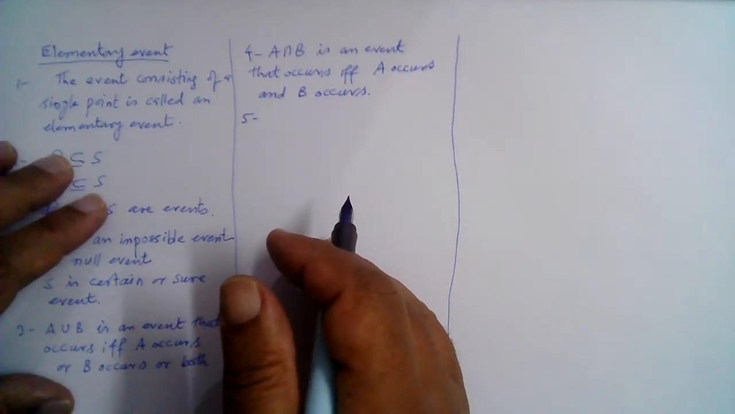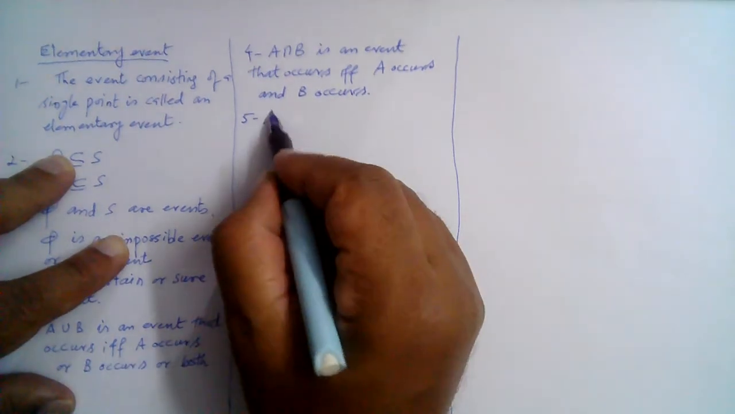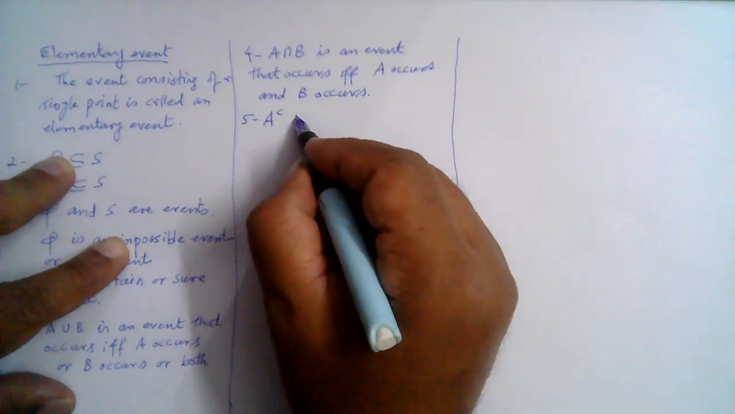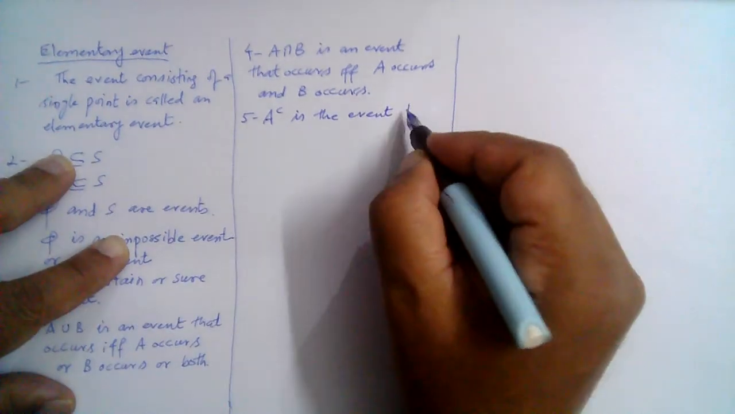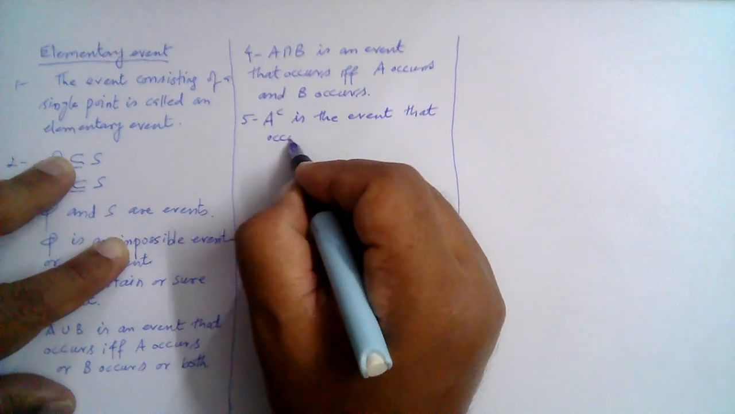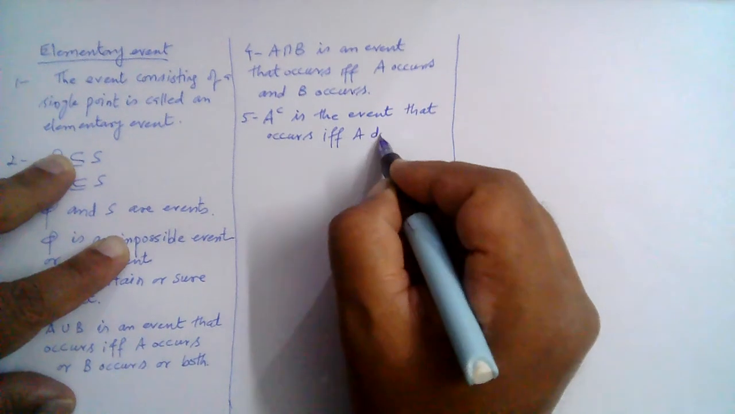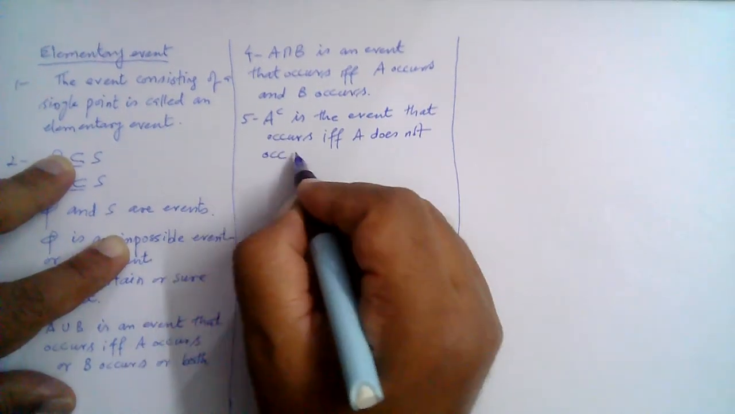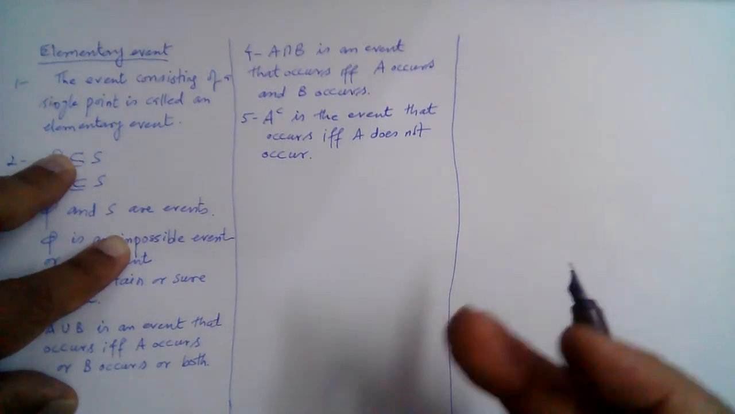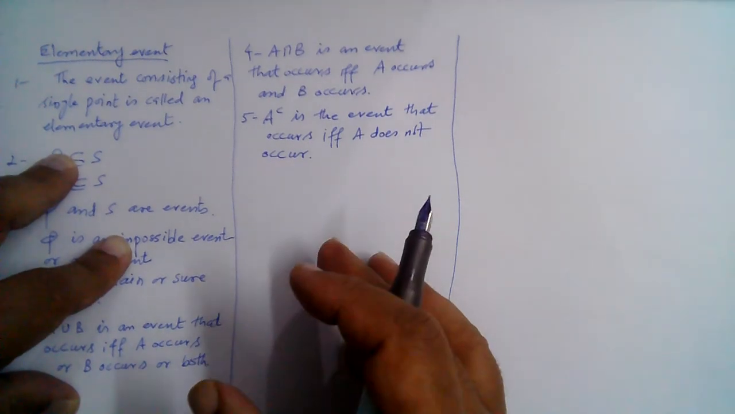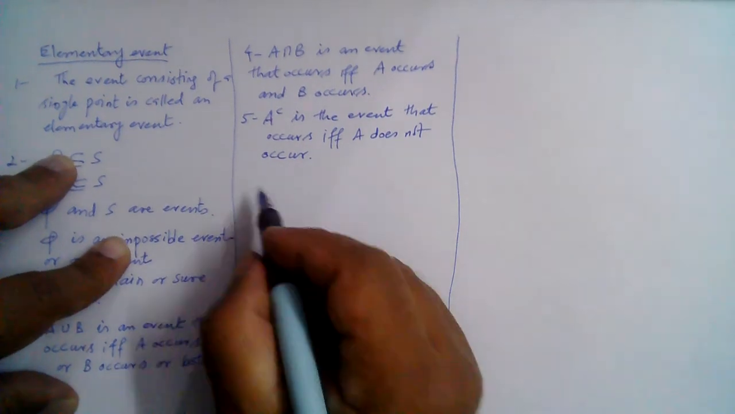Similarly, the complement of an event A, A complement, is the event that occurs if A does not occur, right? So the complement of event A is another event which occurs if A does not occur. So when we find that A has not occurred, we can say that the complement of A has occurred, right?